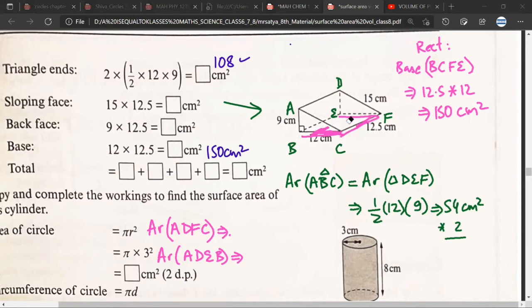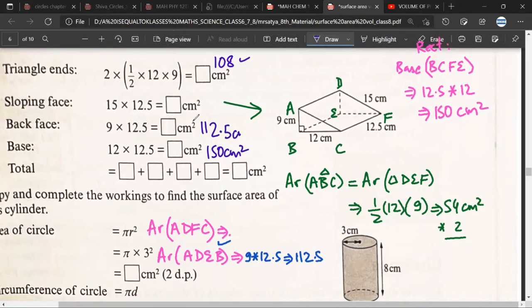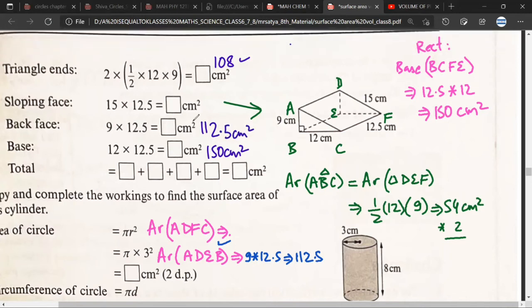So ADEB. It's a rectangle. ADEB, correct. What would be the area? So L into B, which would be 9 into 12.5. Shabash. 9 into 12.5. Sarthak, do you agree? Yes. So this would be 112.5, 112.5 centimeters square. And basically this ADEB is this one. Sarthak, do we agree to that?